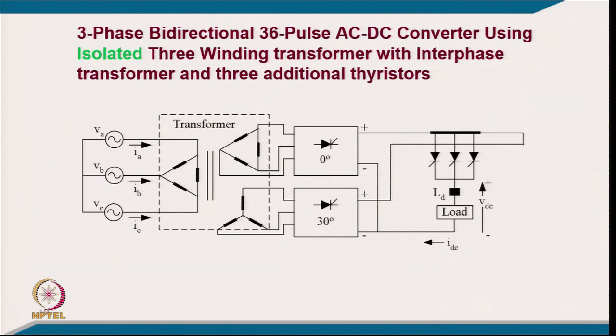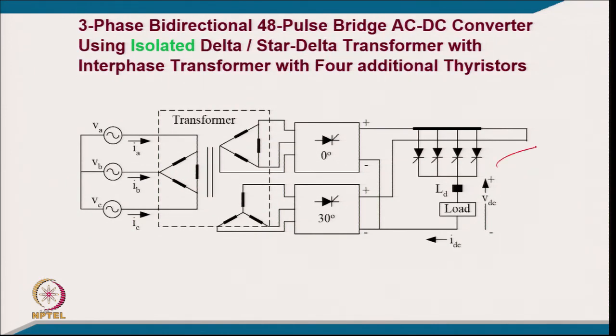This is another method of a 36 pulse converter. So, we have a delta to star 12 pulse converter, we are connecting in parallel, but with this interphase transformer and these 3 thyristors we are able to convert 12 pulse into 36 pulse. So, you can call it the pulse multiplication concept in this case. Because of this circuit we are able to multiply 3 times, or even sometimes 4 times. So, this is a 48 pulse converter, where 12 pulse we are converting to 48. So, this is another concept.